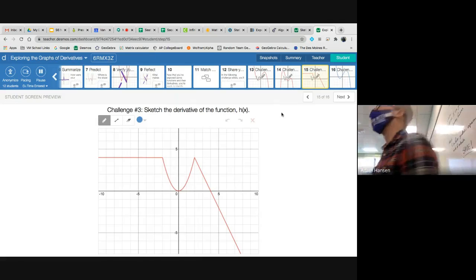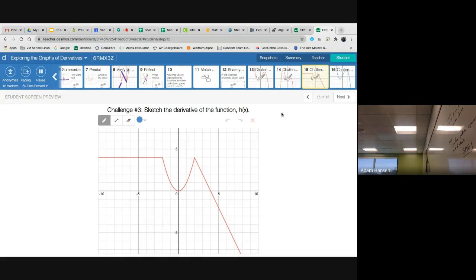Here's one where you had to sketch your own derivative. I've got 3 different pieces here. What would the slope of this line be? It's a straight line, so what's the slope of a horizontal line? 0. The derivative would always be 0 for any point on this line, because for any point, the slope of the graph is always 0.